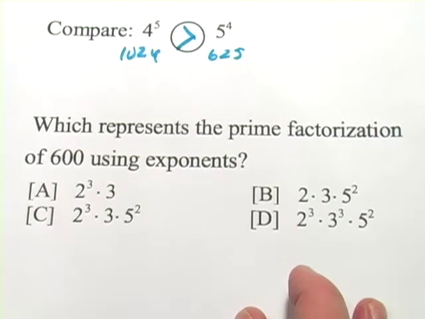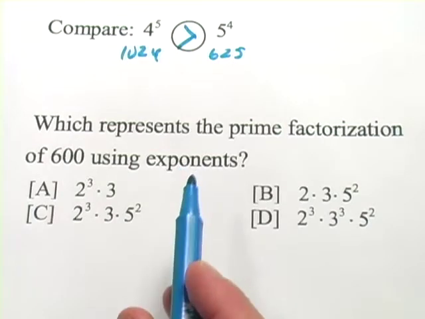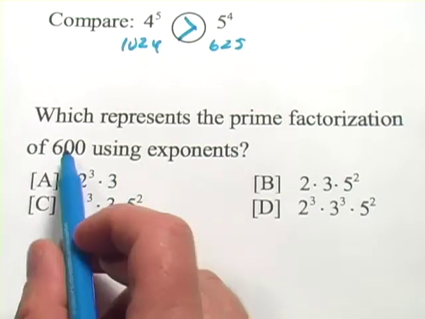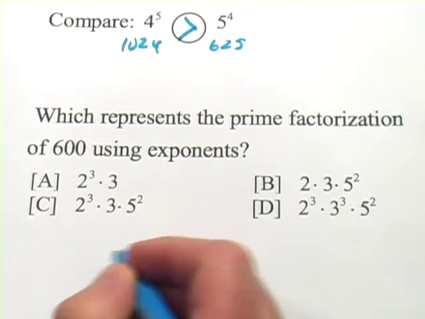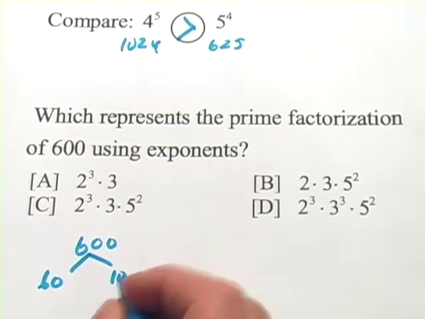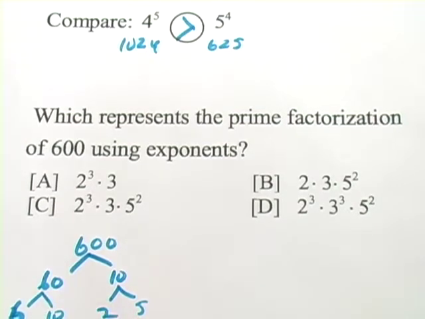This one says, which represents the prime factorization of 600 using exponents? So I guess the first thing I do on this problem is to try to figure out a prime factorization of 600. 600, let's see, that's 60 times 10. 10 is 2 times 5, so I'm done with that branch. Let's see, 60 is 6 times 10, and 6 is 2 times 3, and 10 is 2 times 5.